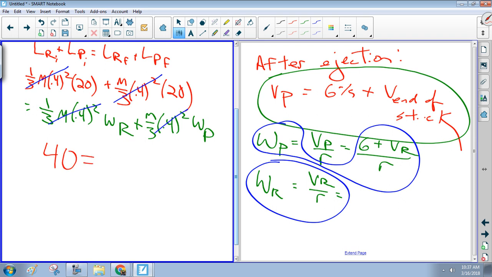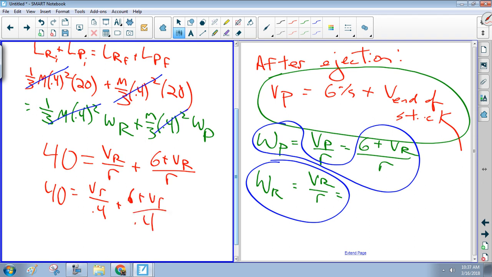equals, let's see, omega r is VR over r, plus omega p is 6 plus VR over r, and we actually know what our r is, right? So I think now it's just algebra. We plug in our 0.4. Isn't the radius 0.4? So 40 equals VR over 0.4 plus 6 plus VR over 0.4.